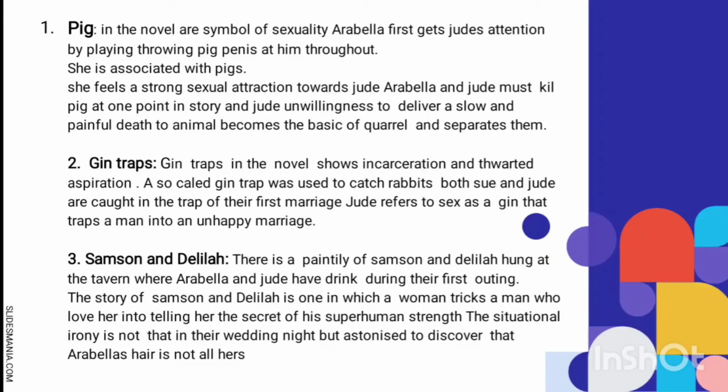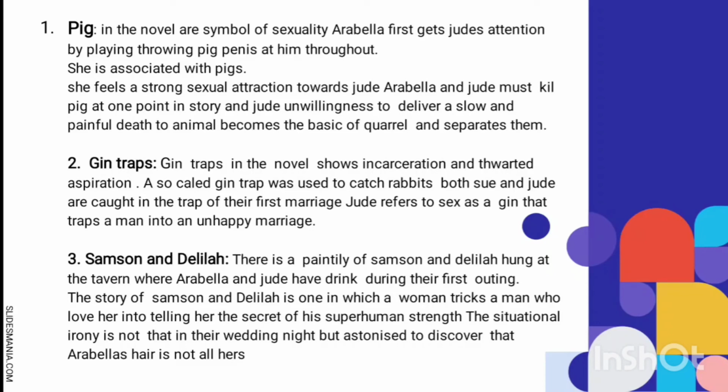Gin traps. Gin traps in the novel show incarceration and thwarted aspiration. A so-called gin trap was used to catch rabbits. Both Sue and Jude are caught in the trap of their first marriage. Jude refers to sex as a gin that traps a man into an unhappy marriage.